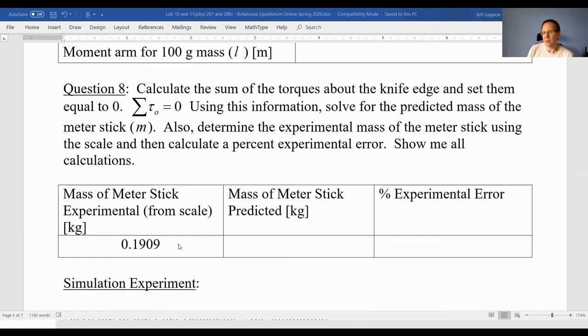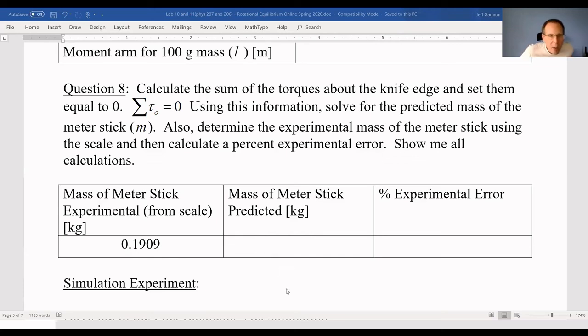The other thing I did was I simply massed the meter stick on the scale, and I got 190.9 grams. If you convert that to kilograms, it's 0.1909 kilograms. This came from the scale itself, and the other will come from your equation when you solve for M. You want to compare these two by computing the usual percent experimental error. Use the predicted one as your accepted value, so when you do this error calculation, divide by the predicted one.